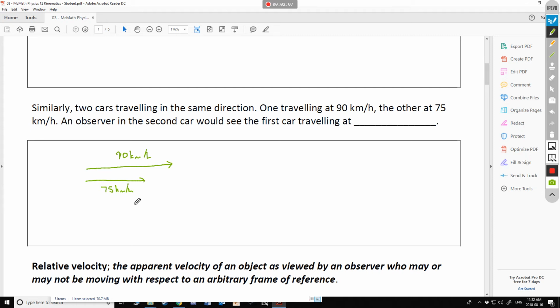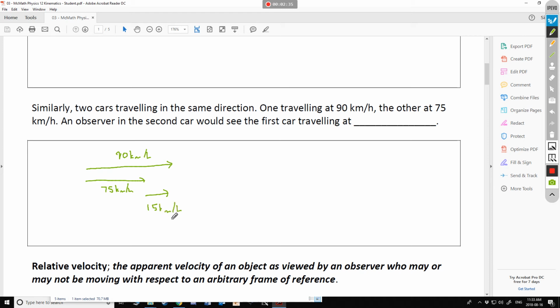So basically, again, we're thinking from one perspective, like how is one person's position changing relative to the other? In this case, if one car is traveling at 75 kilometers per hour, because the other car is traveling faster, that other car is gaining on the first car. So you can think of it as the first car getting further and further away at a rate of 15 kilometers per hour.